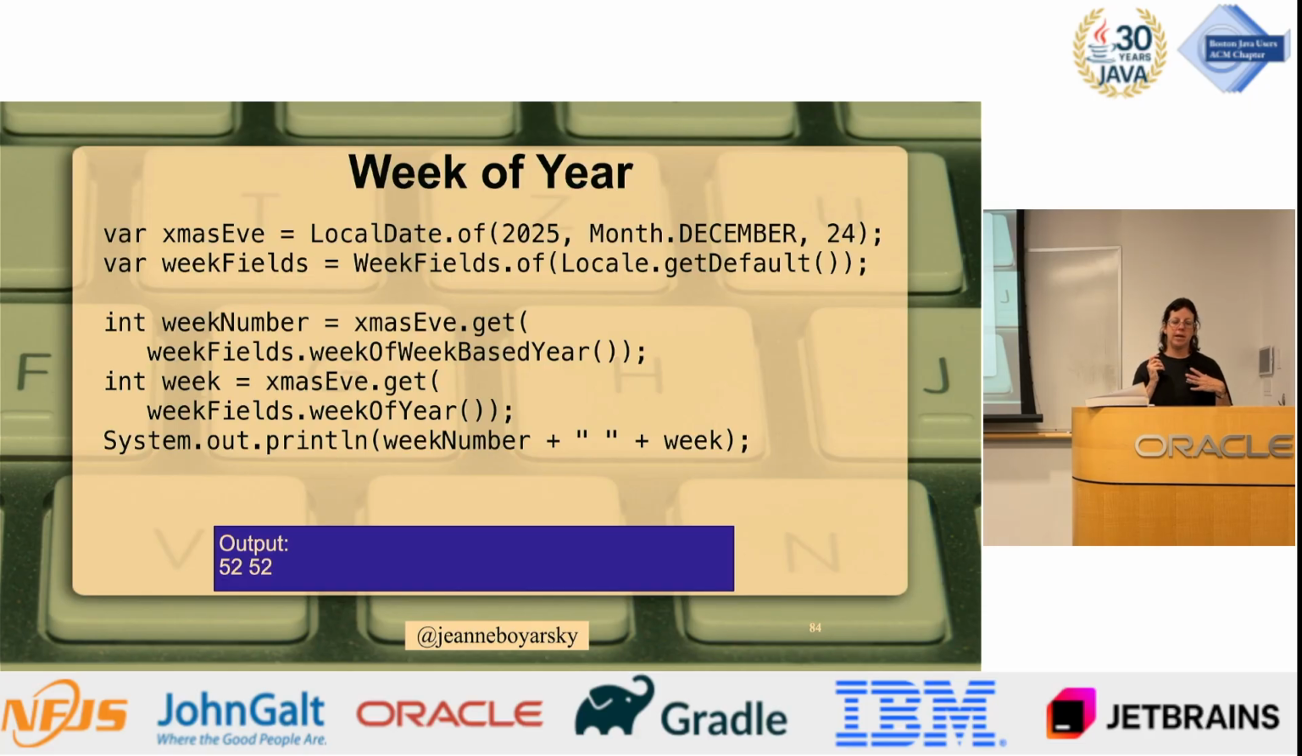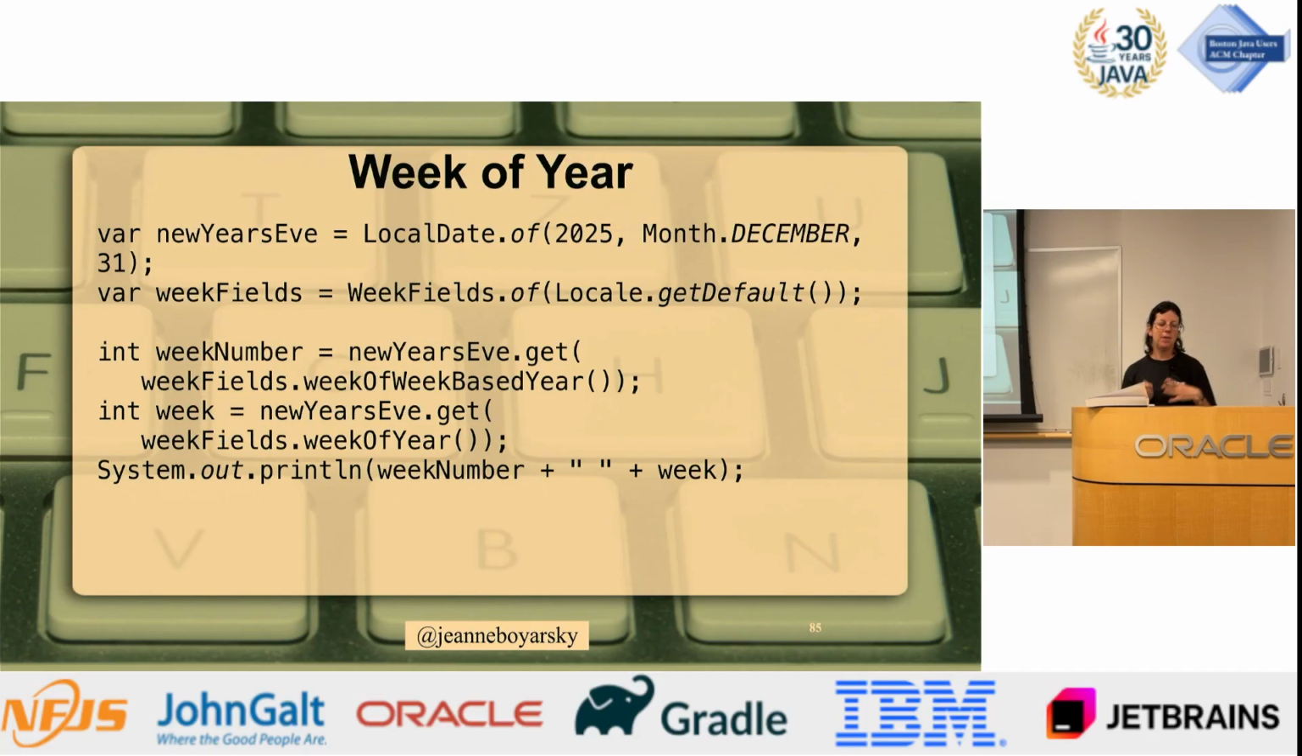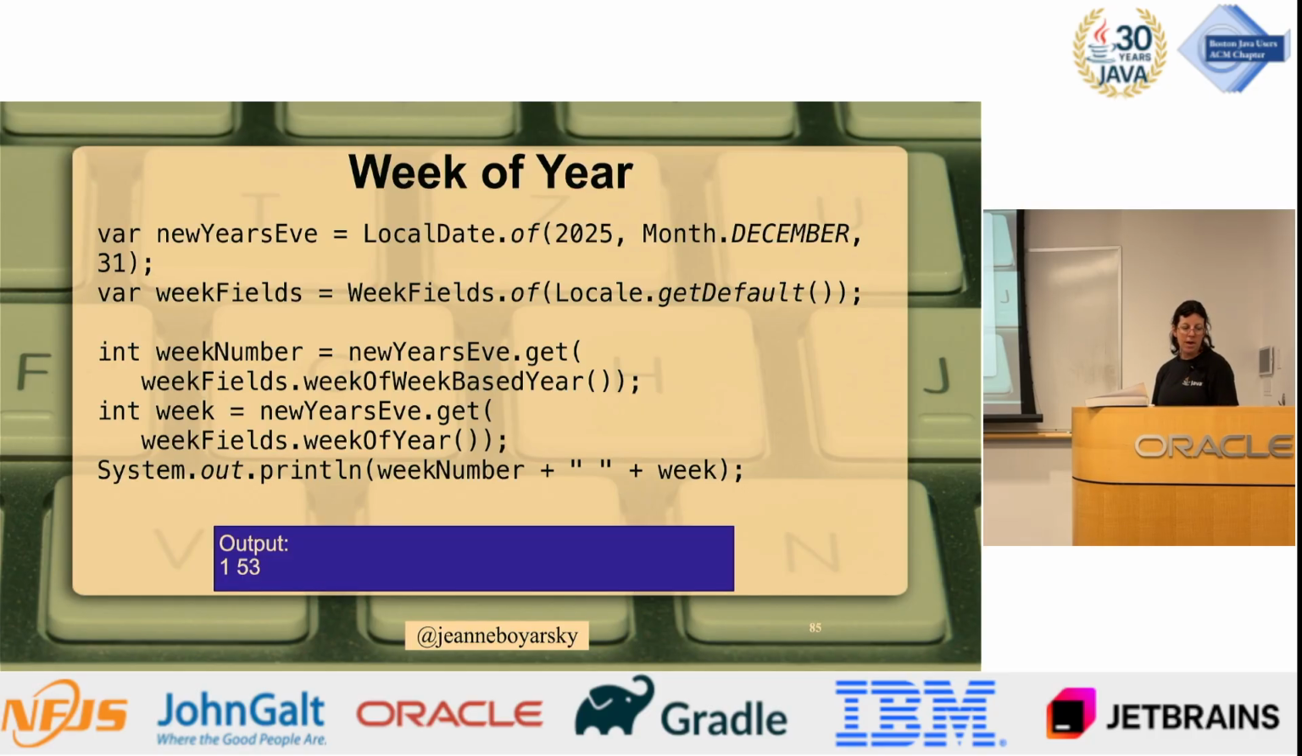And then we get up to the last week of the year, which is really fun. So I've created New Year's Eve, the 31st, and I've asked it for the same information. What is the week of the year and what is the week number? And I am told that the week of the week-based year is 1 and the week of the year is 53. Like, what? But it's this year.